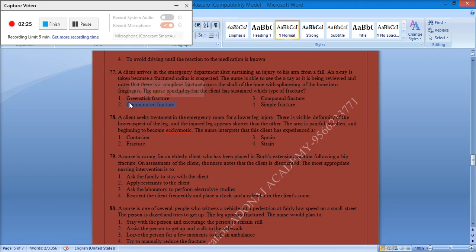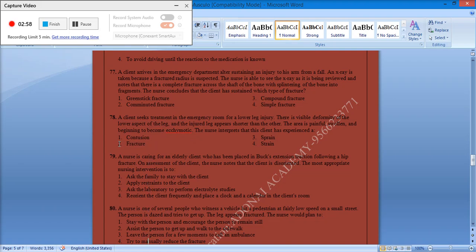78. A client is treated in the emergency room for a lower leg injury. There is visible deformity of the lower aspect of the leg and the injured leg appears shorter than the other. The area is painful, swollen and beginning to become ecchymotic. The nurse interprets that this client has experienced a: 1. Contusion, 2. Fracture, 3. Sprain, 4. Strain. The correct answer is 2. Fracture.